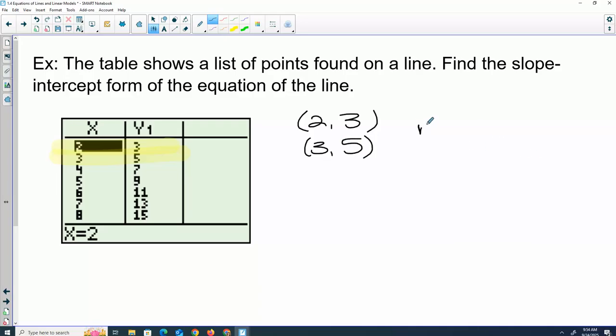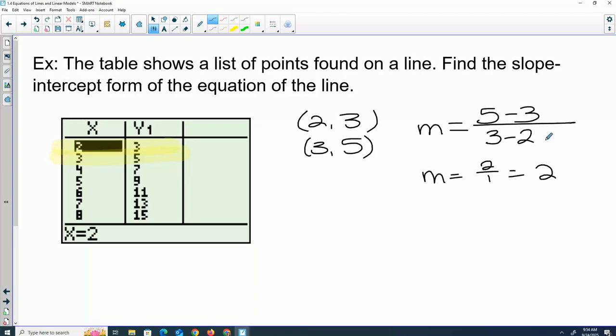So, slope: y2 minus y1 over x2 minus x1. So we get 2 over 1, which is 2. Remember, sometimes your slope could turn out to be a fraction or a decimal. That doesn't mean you did something wrong. Not everything works out perfectly. I want you guys to finish writing the equation from here.